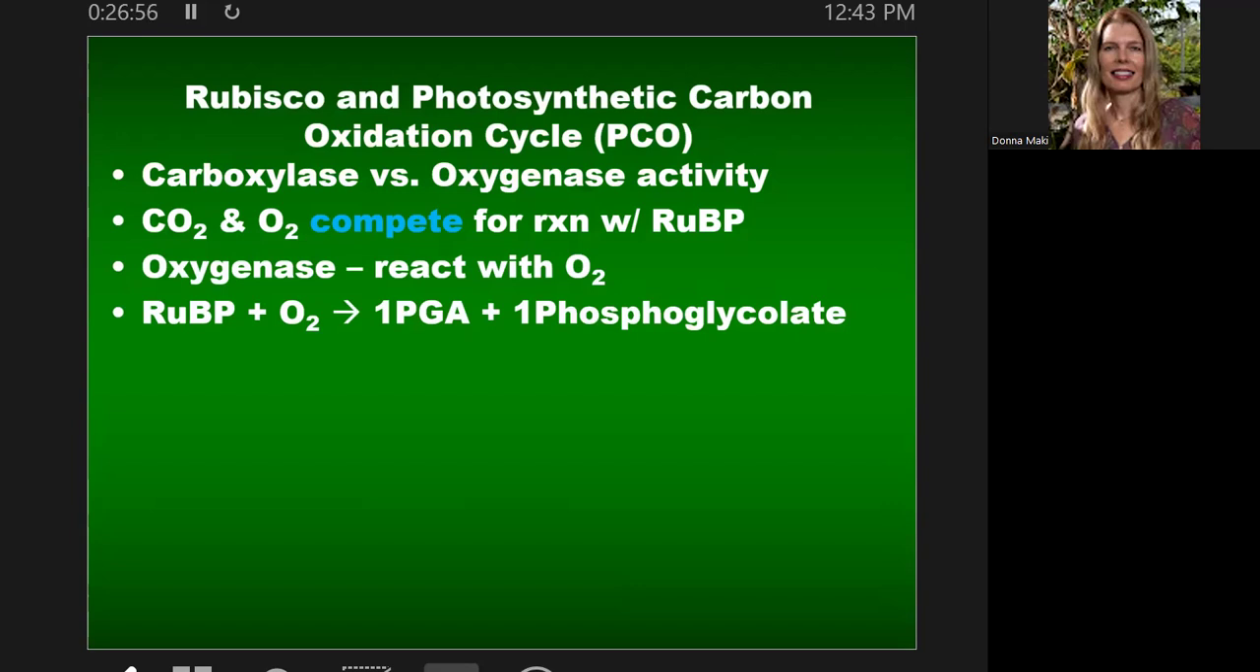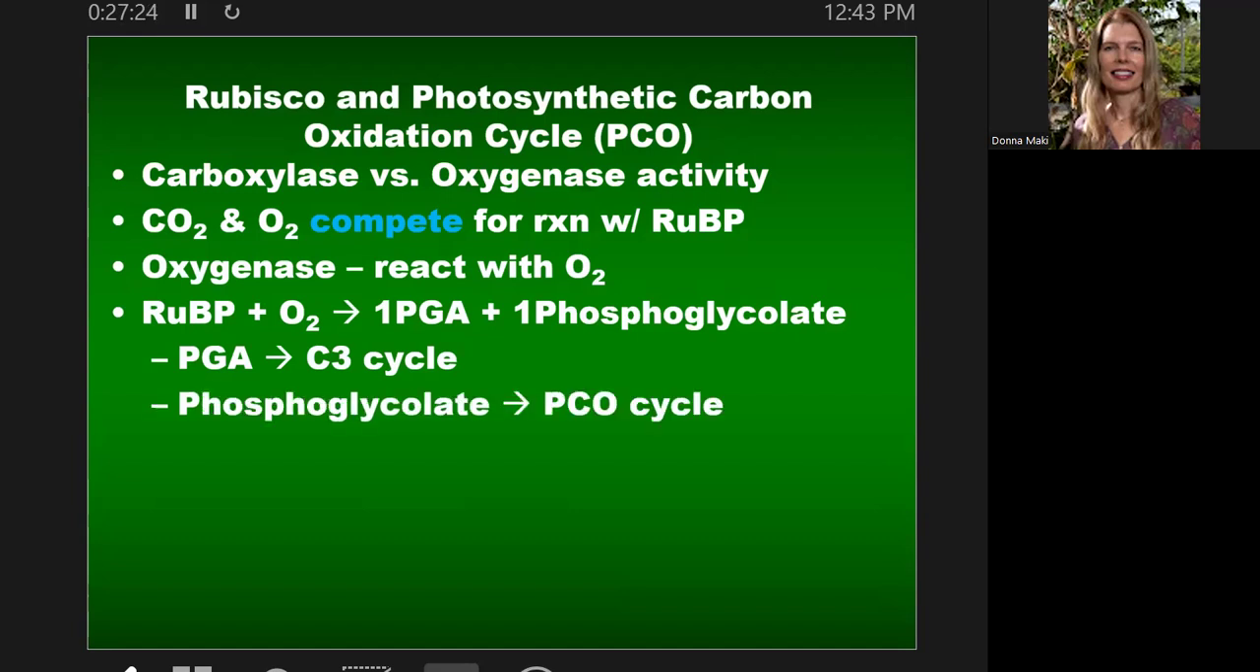Then you get this funky two-carbon molecule called phosphoglycolate. Phosphoglycolate can't feed into the Calvin cycle. There are no enzymes to facilitate that. So phosphoglycolate has to go into more of the PCO cycle. The PGA that's getting produced here is fine, because it can get fed right into the Calvin cycle. But that two-carbon phosphoglycolate will have to feed into the PCO cycle.